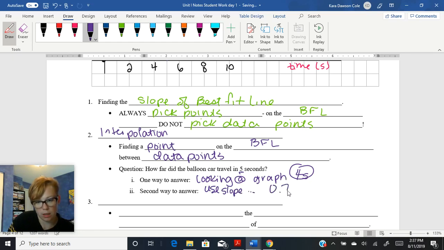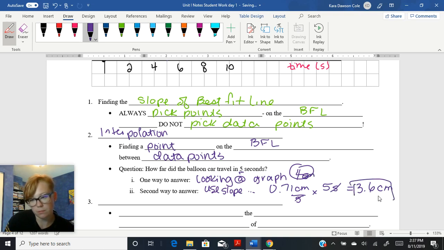So 0.71 centimeters per second, and I would multiply that by 5 seconds. Seconds is canceling out. So 0.71 times 5 would give me 3.6 if I rounded that. And that would be centimeters. This shouldn't be seconds. That should be centimeters. So for 3.6, both of those are reasonable. If I had a straighter line, I'd probably get the 3.6 from the actual graph.